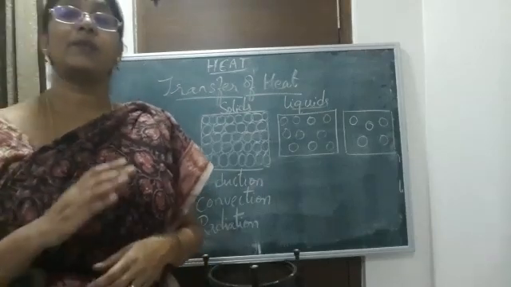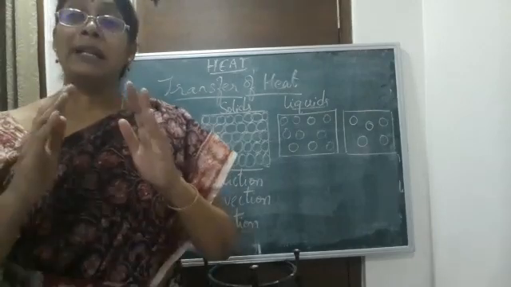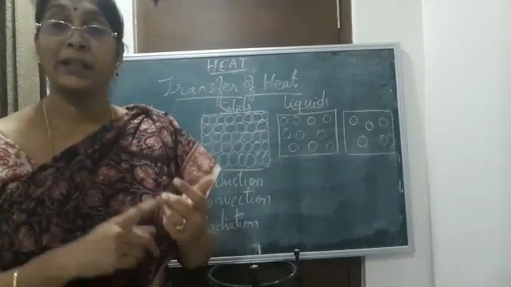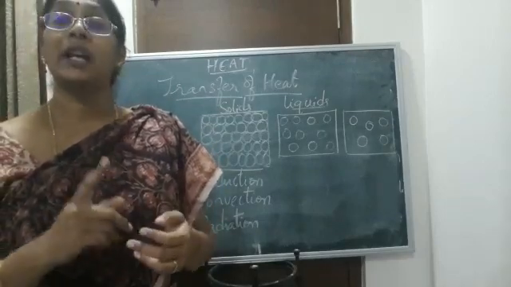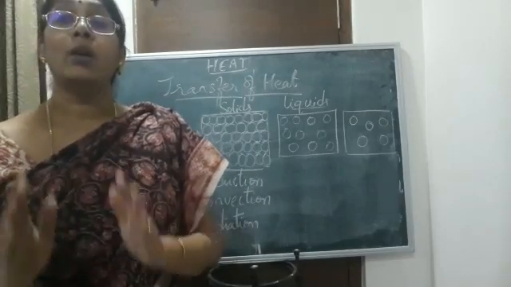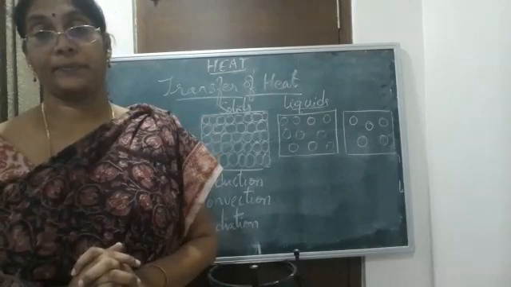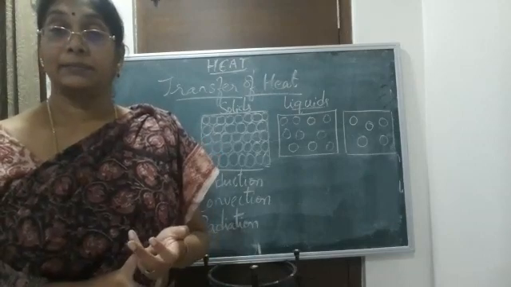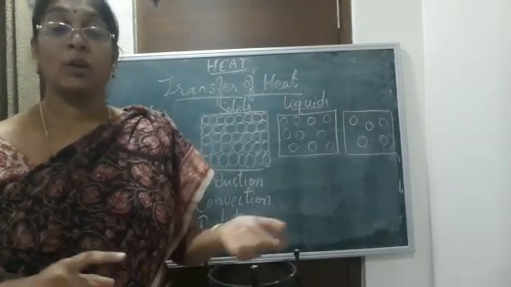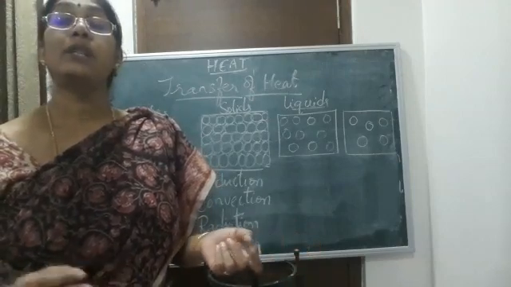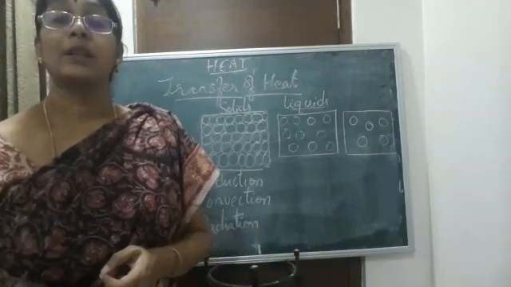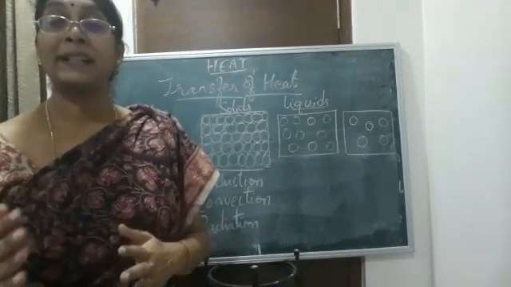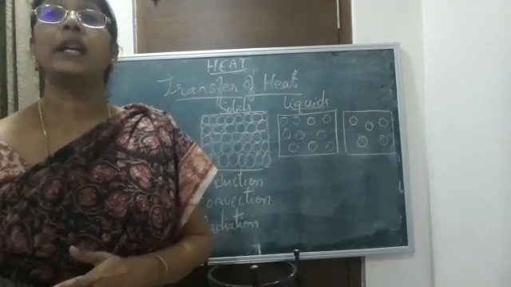Substances which allow heat to pass through them, materials like metals such as copper, steel, aluminium, zinc, all these allow heat to pass through them. They are all called good conductors of heat. Plastic, wood, melamine, all these are substances which do not allow heat to pass through them. So they are called insulators or bad conductors.